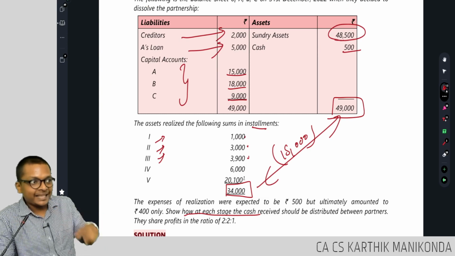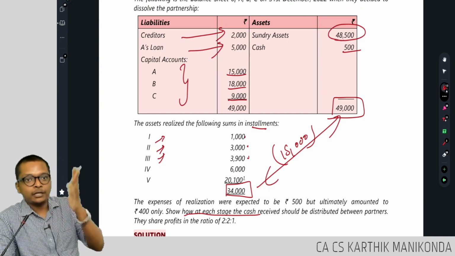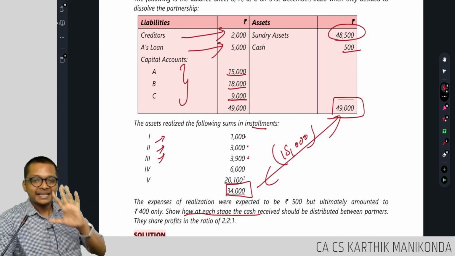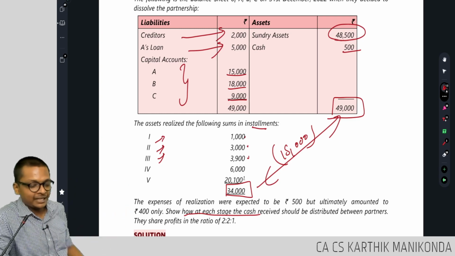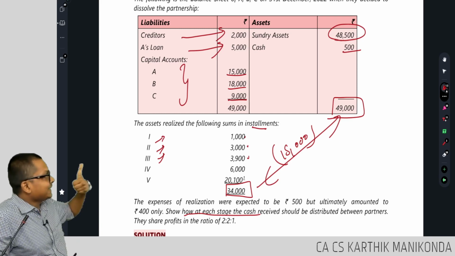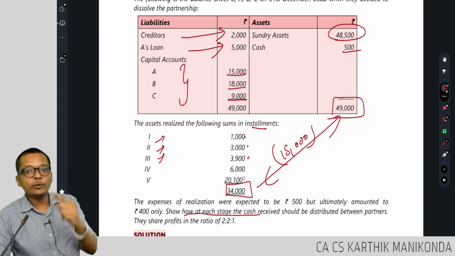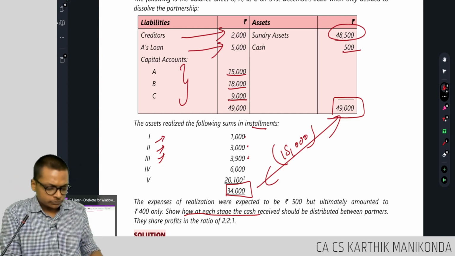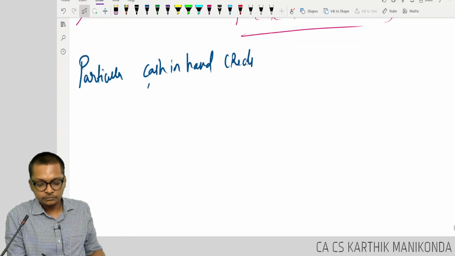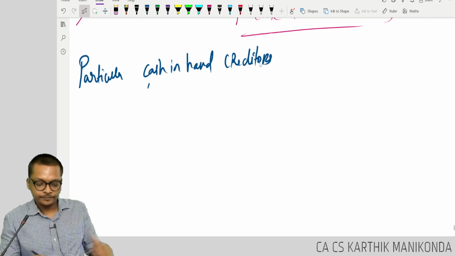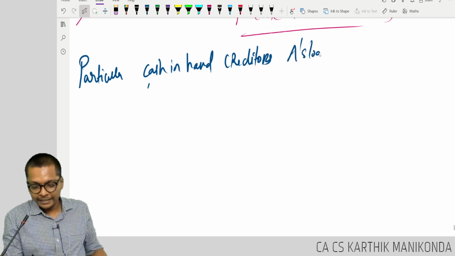How many liabilities are there? Open that many columns. If question asks 10 liabilities, 10 columns. Exam they won't ask like that. Here how many liabilities? Creditors and A's loan. Between those two, whom you will pay first? So write creditors first. Next to whom you will pay? I will pay A's loan.